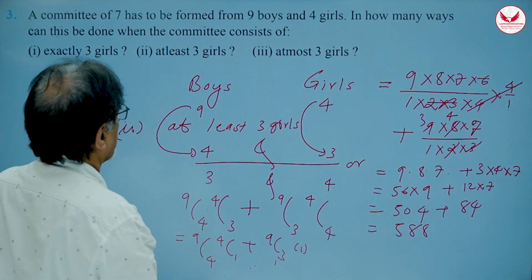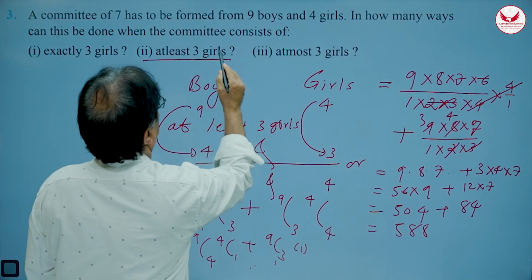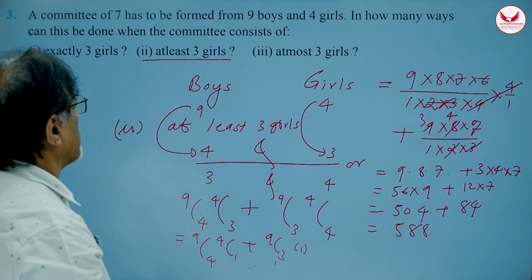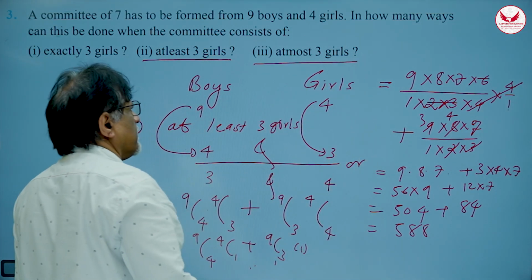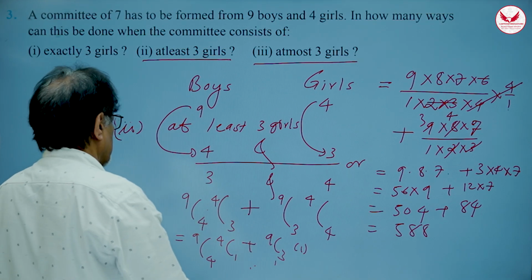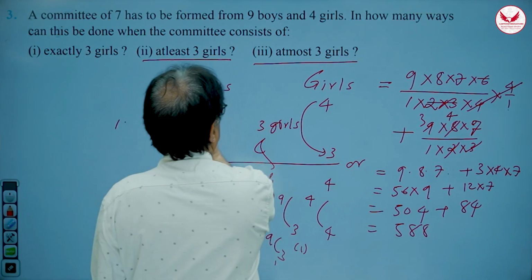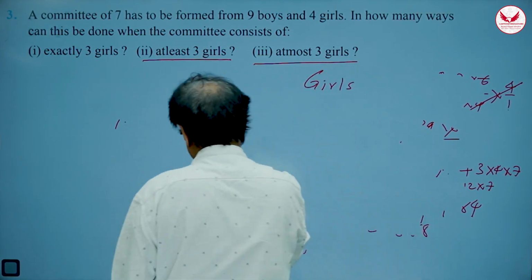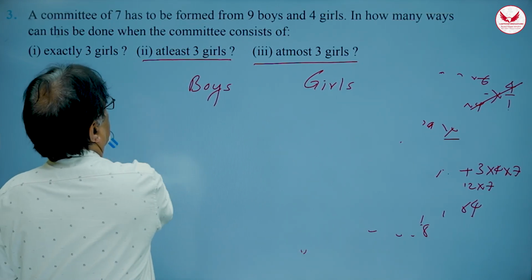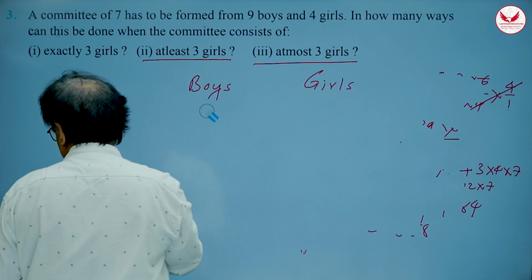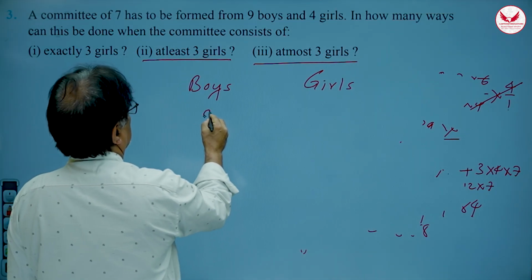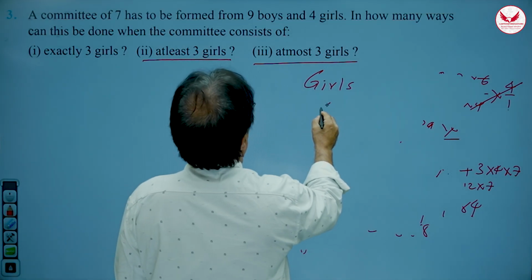Okay, that is problem number 2. So we have solved this problem. Okay, still this problem is not yet over because there is a third alternative. At the most 3 girls. Okay, fine. So let us talk about that. Let us write once again. How many boys are there? There are 9 boys and 4 girls.